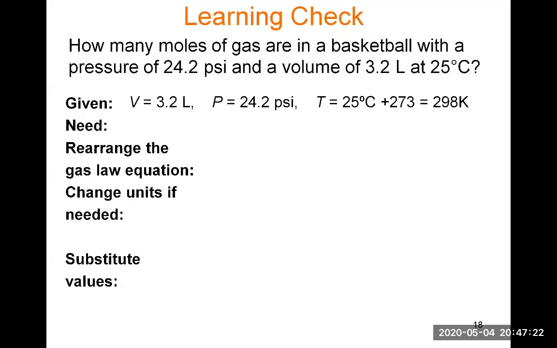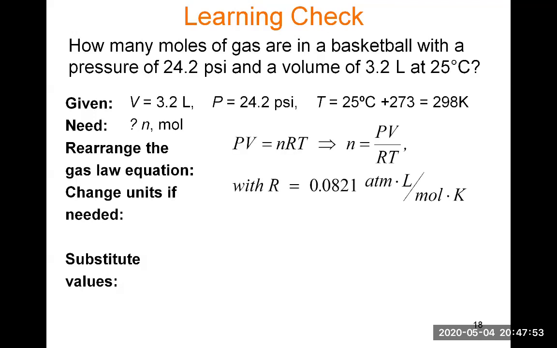We need how many moles of gas are in this basketball? So the question is asking for how many moles. So we want N, the number of moles again. So we will use the ideal gas law that relates P, V, N, and T. And again, we are looking for N. So we solve for N by dividing both sides of the ideal gas law by RT. And so we get again N equals P times V divided by RT.